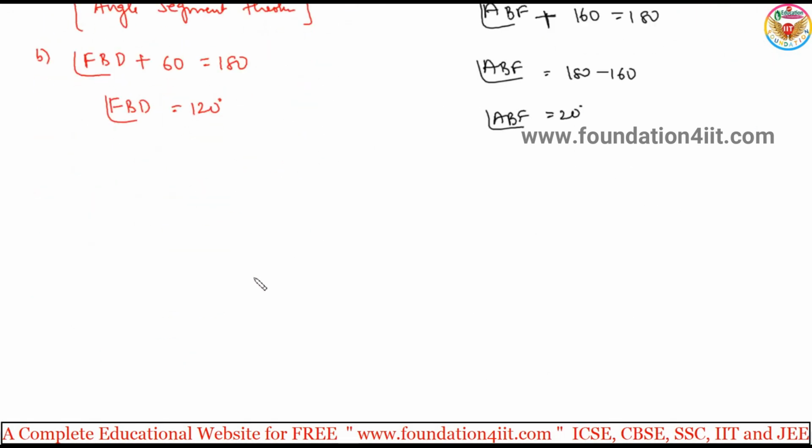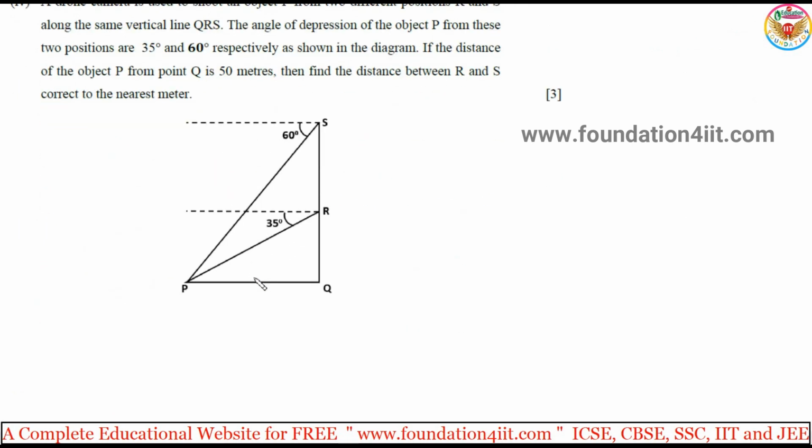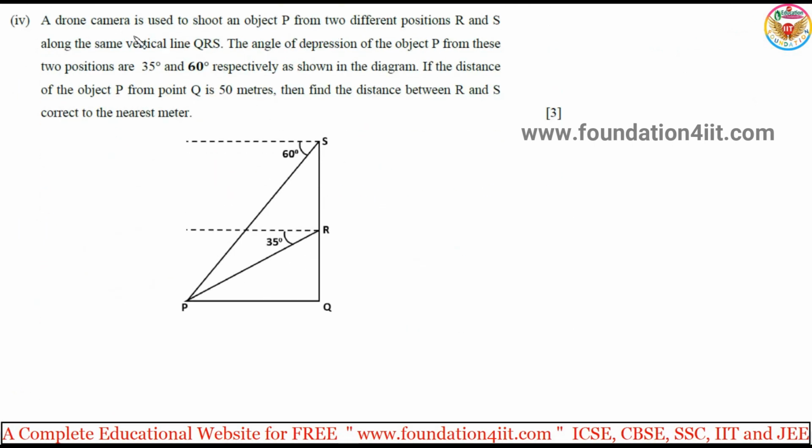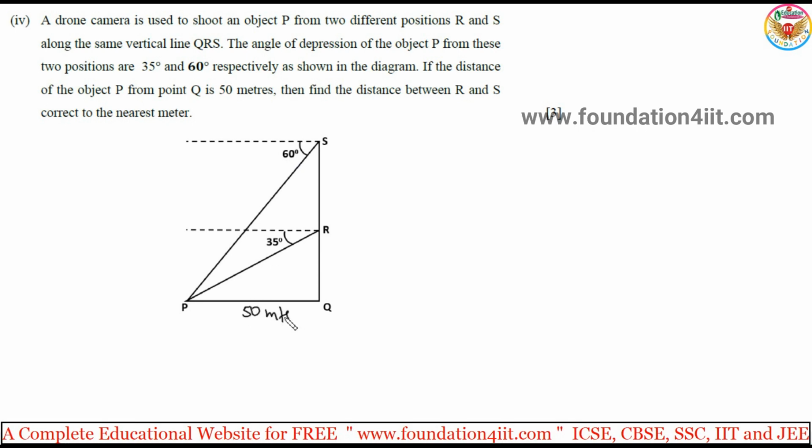Right, next question. In this same question number 2, this fourth one. This is the problem. A drone camera is used to shoot an object P from two different positions R and S along the same vertical line QRS. The diagram is also given in the question. The angles of depression of the object P from these two positions are 35 and 60. The distance between P and Q is 50 meters. Find the distance between R and S. Let it be X.